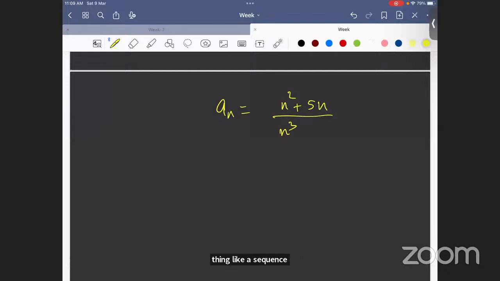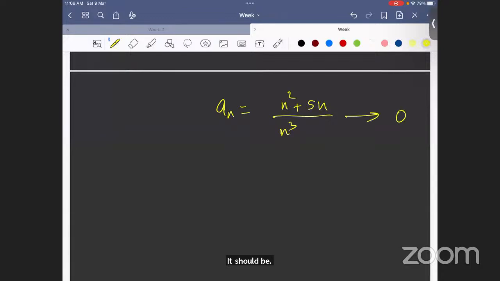So if you have a sequence like (n square plus 5n) upon n cube, what do you think? Whether it's a converging or a diverging sequence? Divergent. It should again be converging. It will converge, right? It will converge to zero.